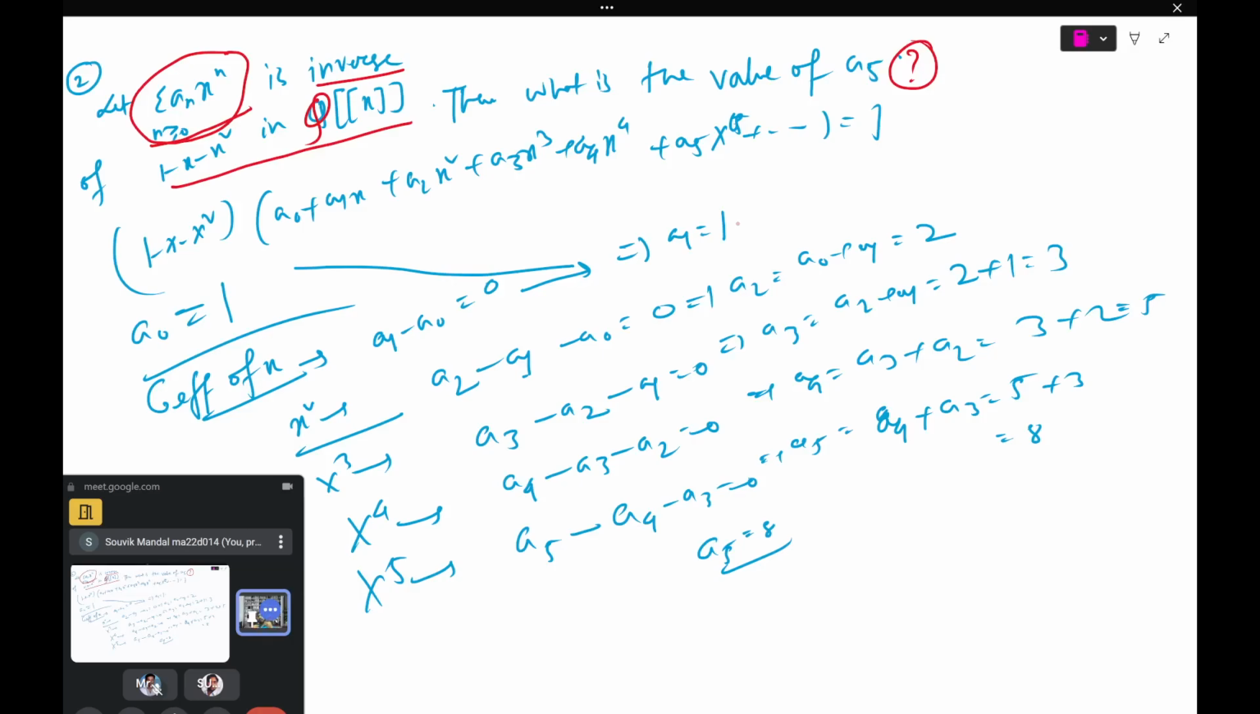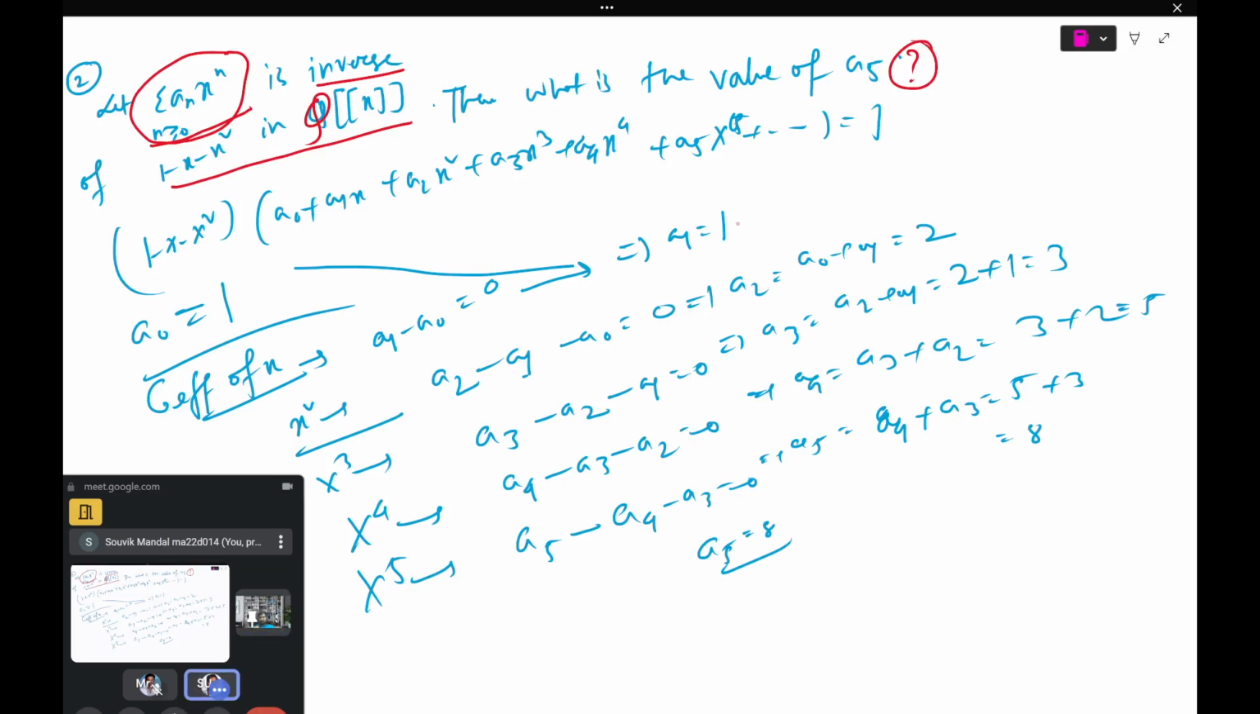So what you need to do is multiply those two polynomials and it should be equal to 1. Then you need to compare coefficients. There will be the constant term equal to 1, and all the coefficients of x, x squared, x cubed will be 0. Then after the calculation, we are getting a5 is equal to 8. Without looking at the screen, do you understand how to solve this?